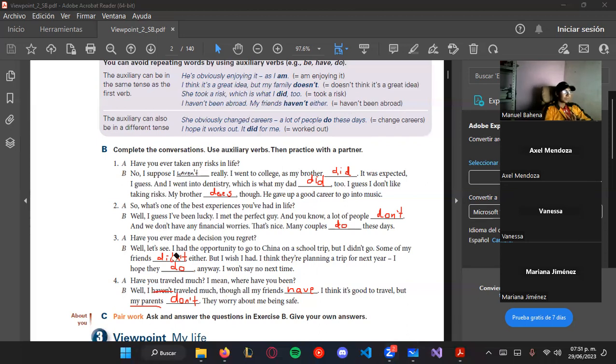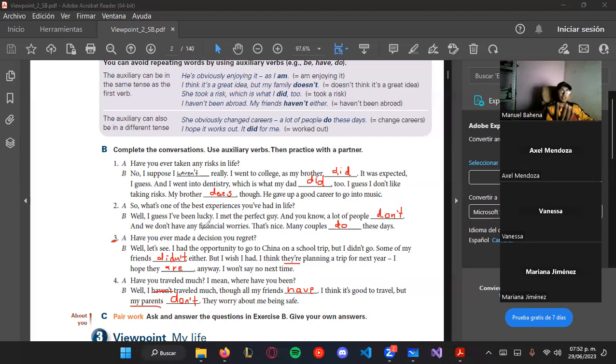Yes? And also, here, on number 3, en la número 3, I think it suits more. Creo que queda un poco mejor. Además del do, también creo that it could also be are. Because it says here, I think they are planning a trip for next year. Yo creo que están planeando un viaje para el siguiente año. I hope they are. Espero que sí lo estén. I hope they are. Espero que sí lo estén planeando.